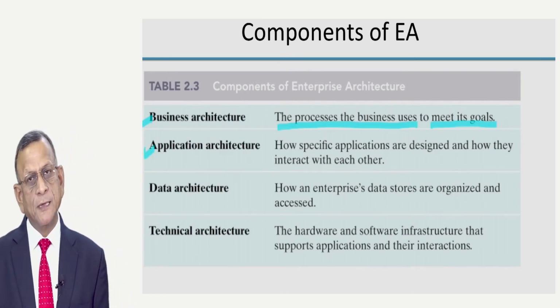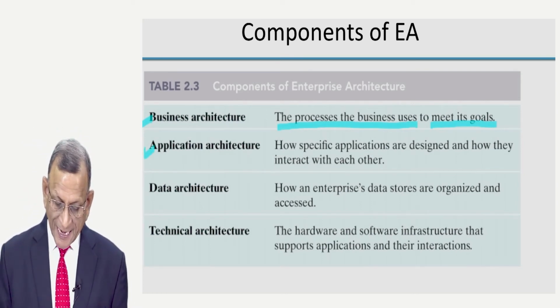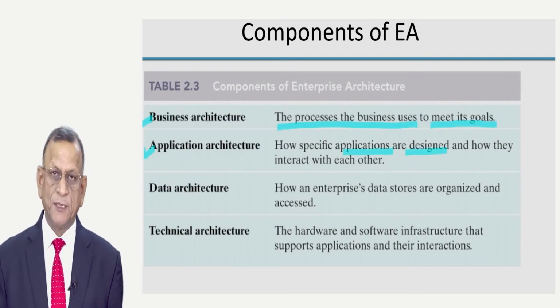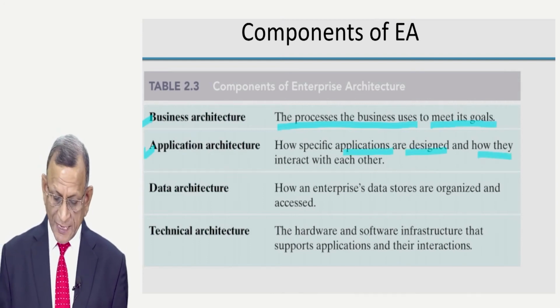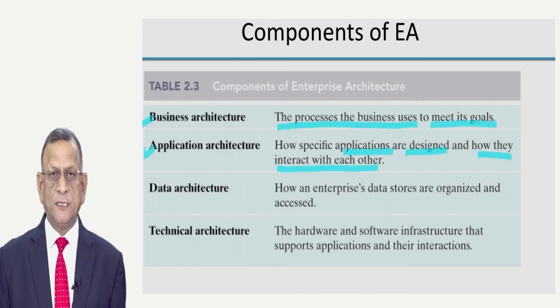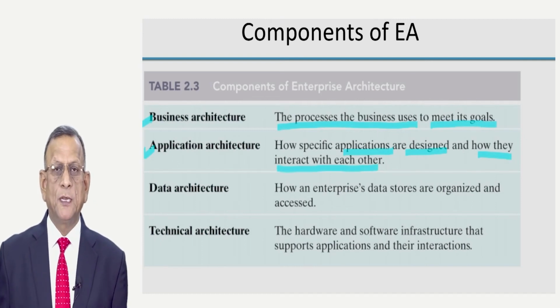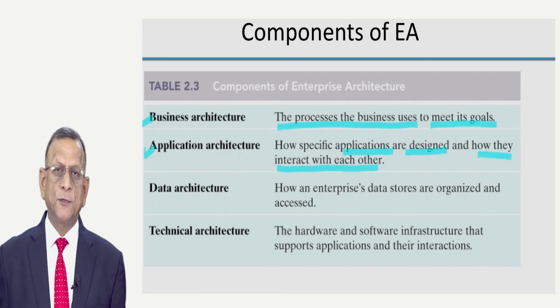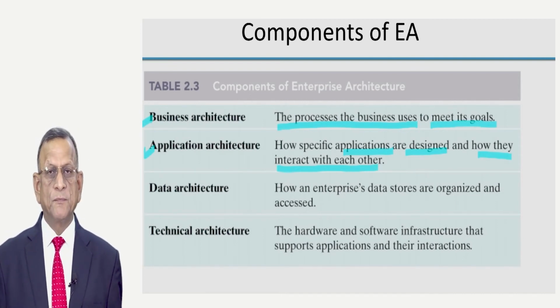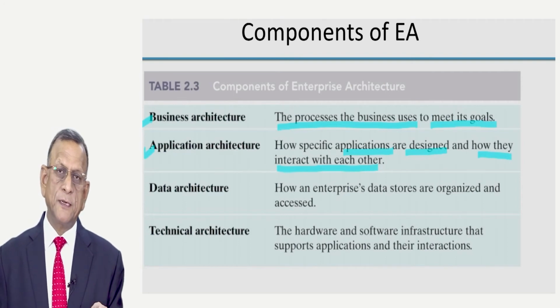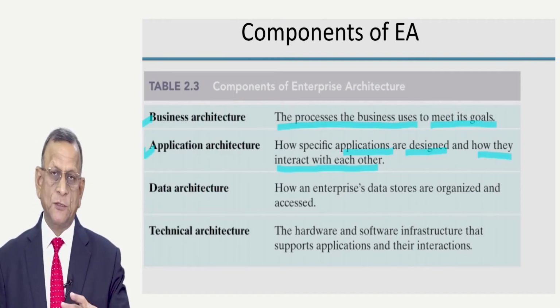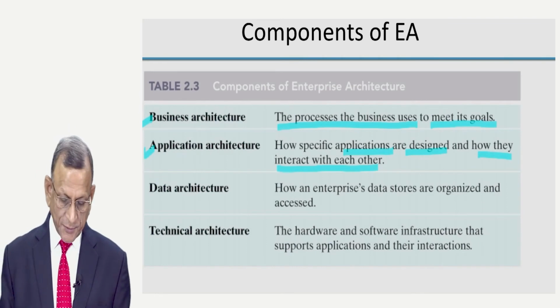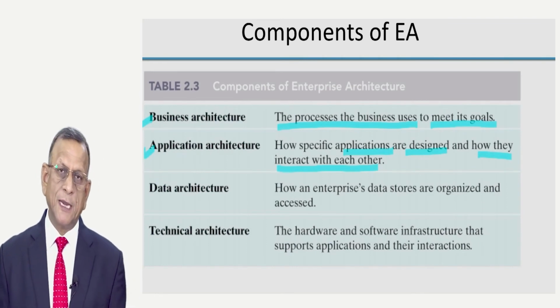Application here means software. How specified applications are designed, software is designed, and how they interact with each other. Financial module, point of sales module, inventory management module, human resource module, all such components of the software must interact with each other. So, how they are going to interact is something known as application architecture.